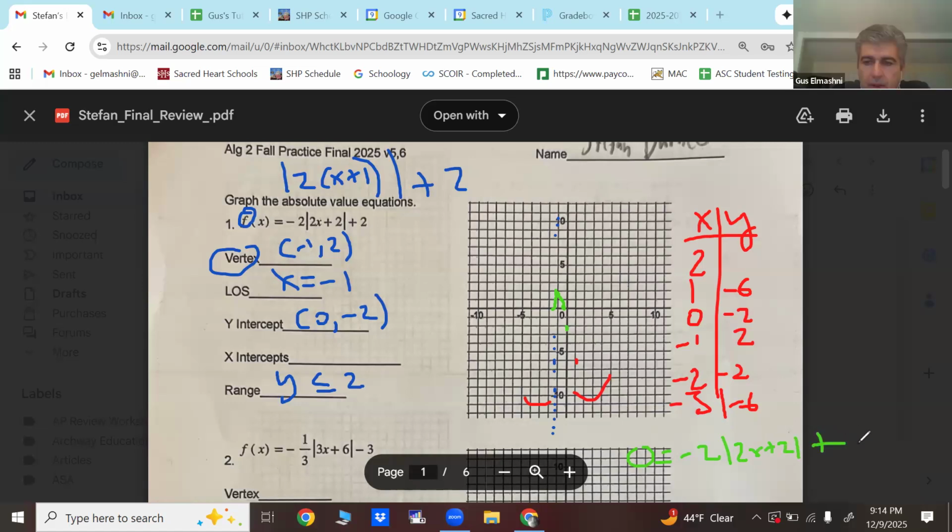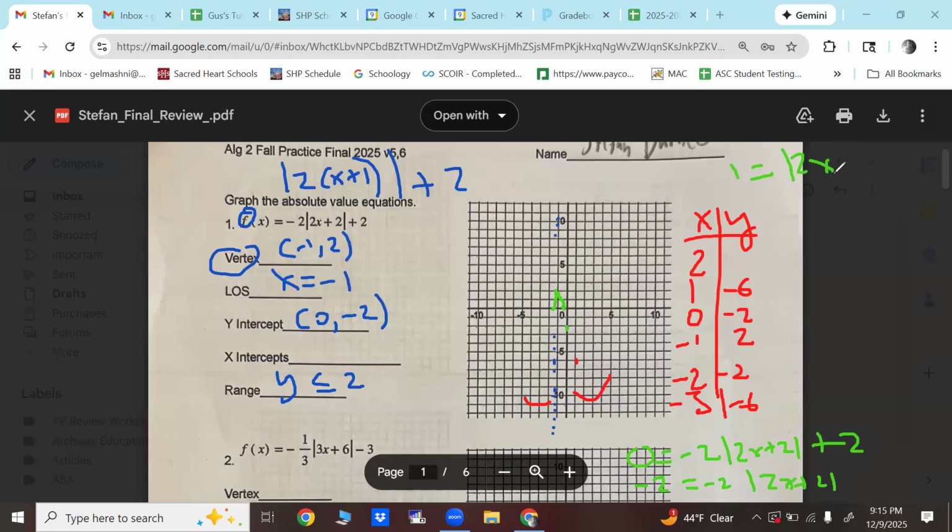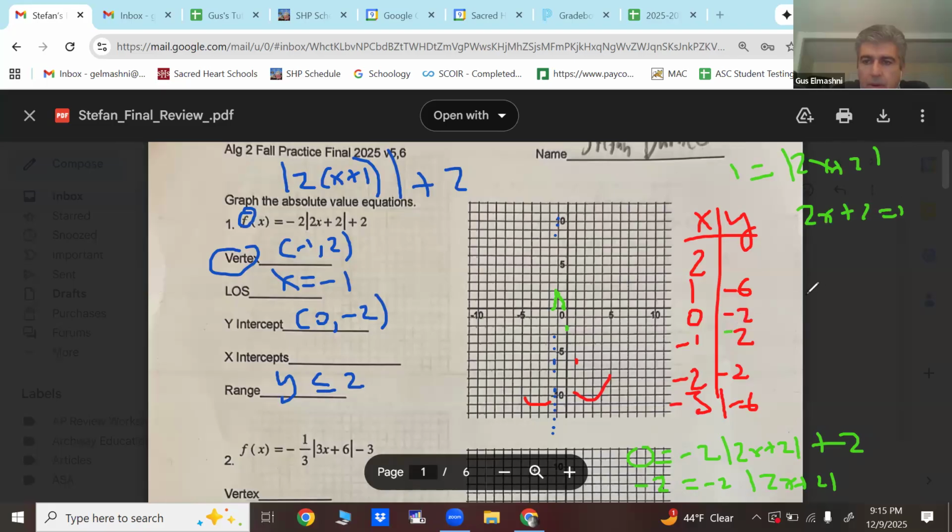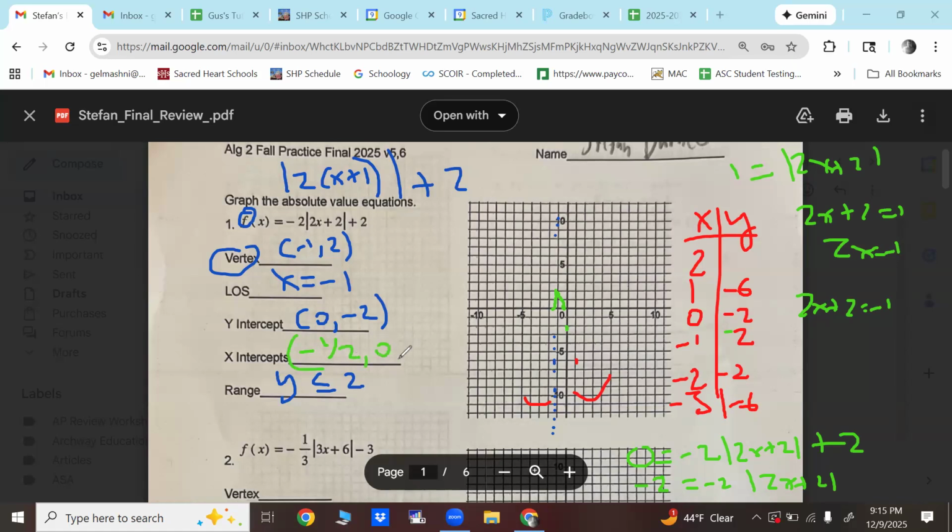To do that, you replace y with 0 and isolate x. If you do that carefully, move the 2 over, you get this. Divide by -2, you get 1. So 2x plus 2 equals 1, or 2x plus 2 equals -1. So 2x equals -1. I do get -1/2, comma 0. I could also get, if I subtract 2, divide by 2, -3/2, comma 0. So those are my x-intercepts.